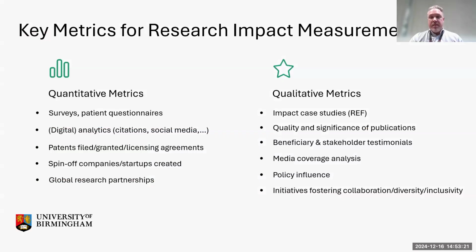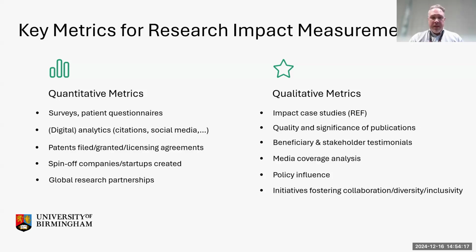So how do we measure research impact? There are different ways. Some of them are quantitative metrics, and some others are qualitative. In the quantitative type of metrics, we have the easily low-hanging fruit of surveys, patient questionnaires, number of papers or publications. Now with the internet and the modern world, we also have digital analytics, for instance, citations from a post on LinkedIn or other social media, or different types of counts from digital programs. For instance, number of podcasts viewed or YouTube videos. Other quantitative metrics are how many patents are filed or granted or licensed to companies, or how many companies have spun out or started up from a university environment.